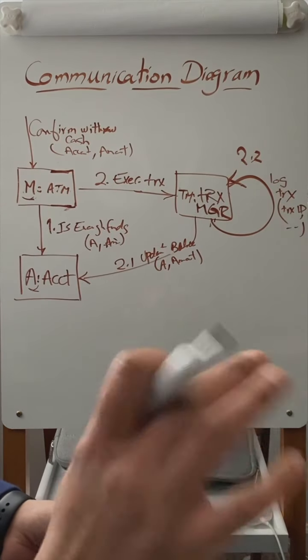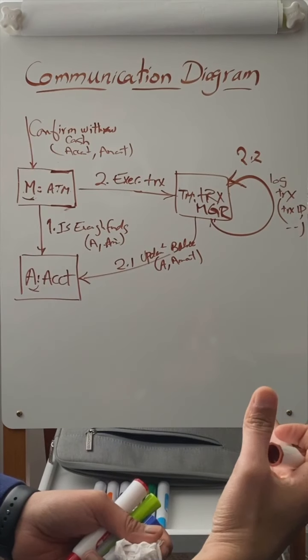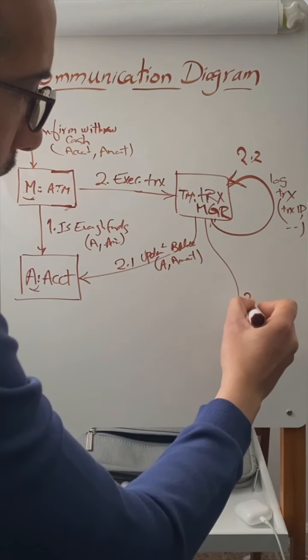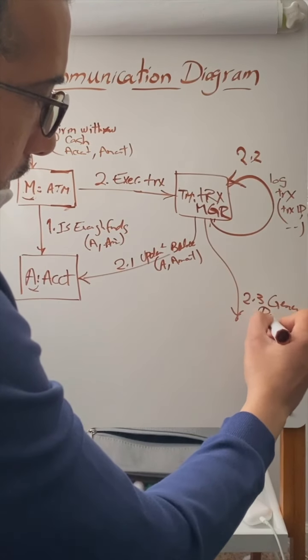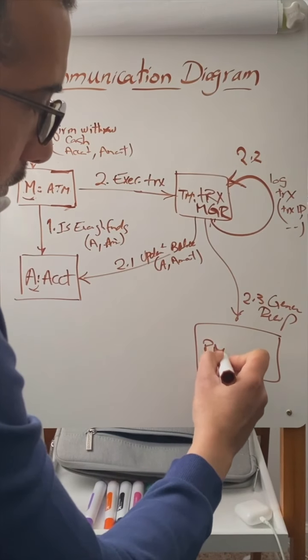We discussed in the activities diagram, should we generate or put something into a receipt? So let's say that will be a 2.3 generate receipt. And I would assume that this is receipt manager.